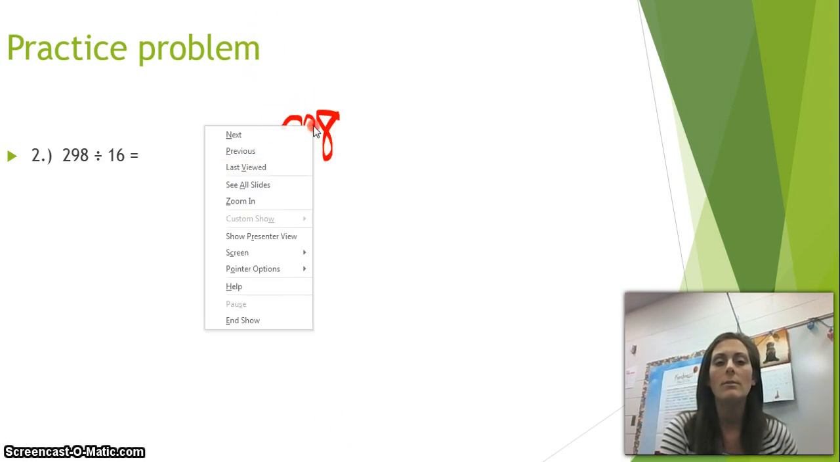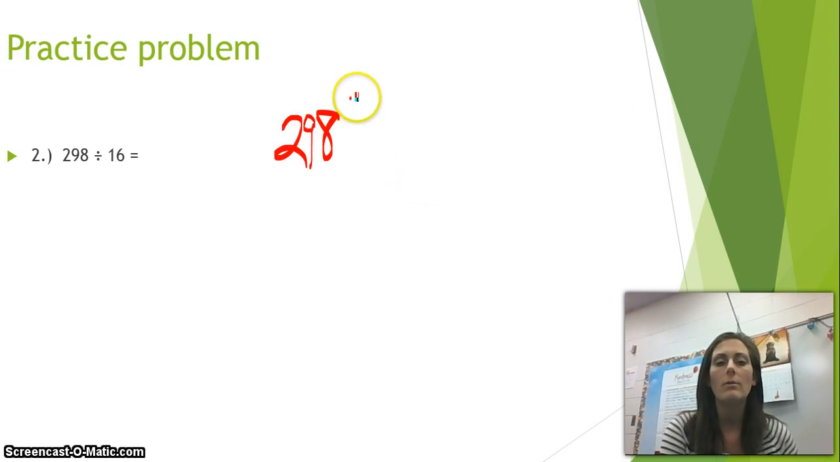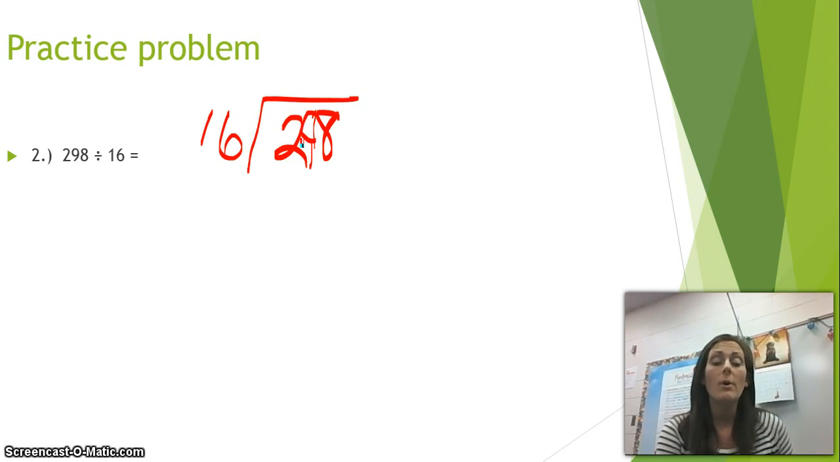Practice problem 2. We have 298 divided by 16. Push pause, solve the problem, and push play when you're ready.